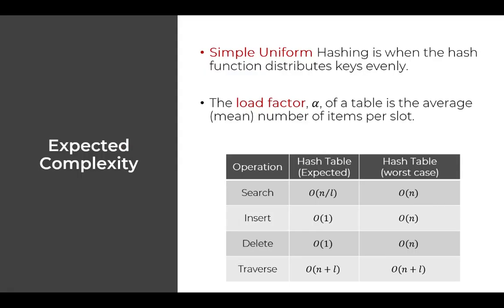Simple uniform hashing is when the hash function distributes keys evenly. That is, the probability that a key is hashed to a particular slot is independent of the keys already in the table, and it is 1 divided by the length of the table. The load factor, alpha, of a table is the average, mean number of items per slot. With n items stored in the table, and L the number of slots, the load factor alpha is equal to n divided by L.